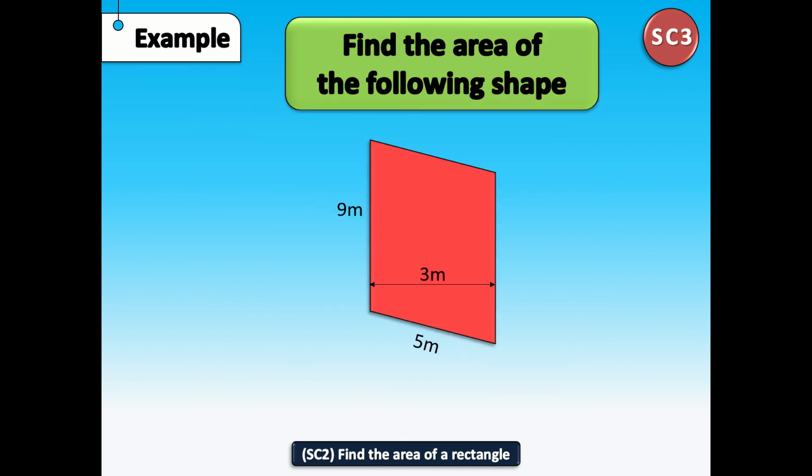If we want to find the area of this parallelogram, so the base would be 9 meters and the height 3 meters. So we do 3 times 9, which is 27, and this time the area is 27 meters squared.